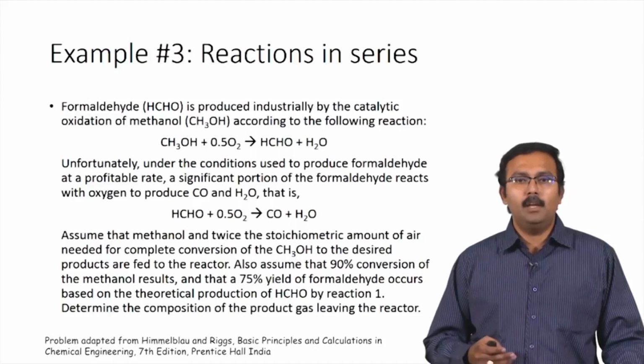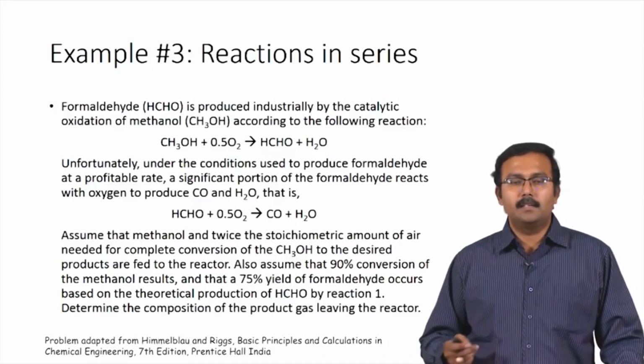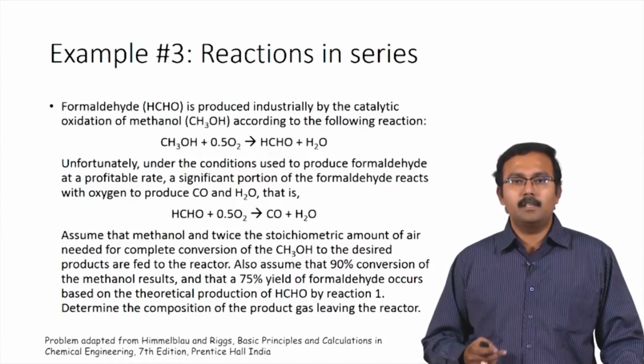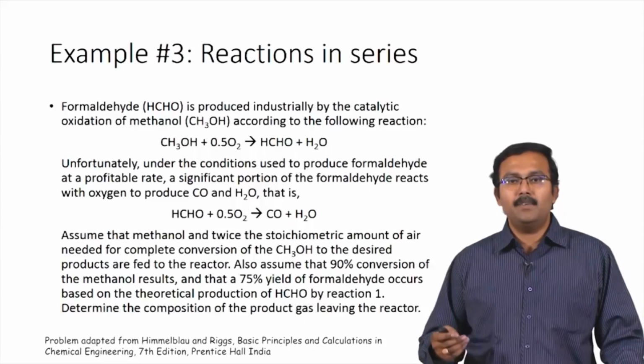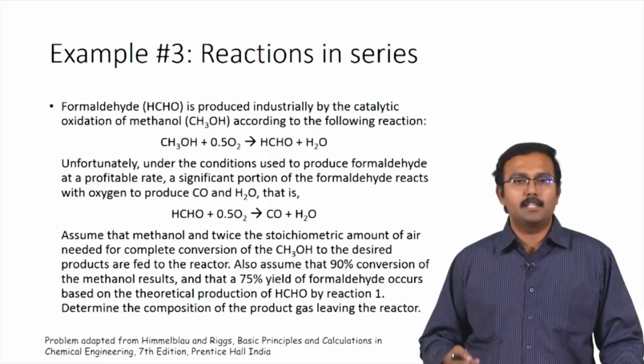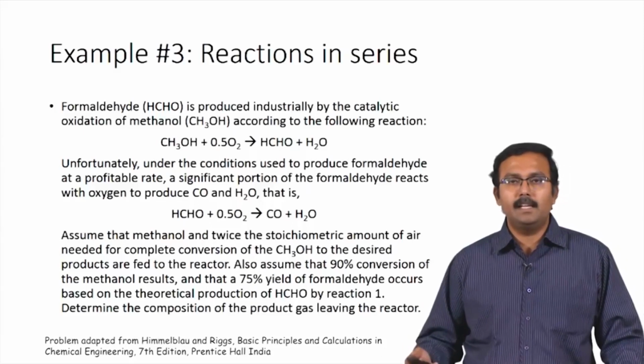Assume that methanol and twice the stoichiometric amount of air needed for complete conversion of methanol to the desired product are fed to the reactor. Also assume that 90% conversion of methanol results and that a 75% yield of formaldehyde occurs based on the theoretical production of formaldehyde by reaction 1. You are asked to determine the composition of the product gas leaving the reactor.